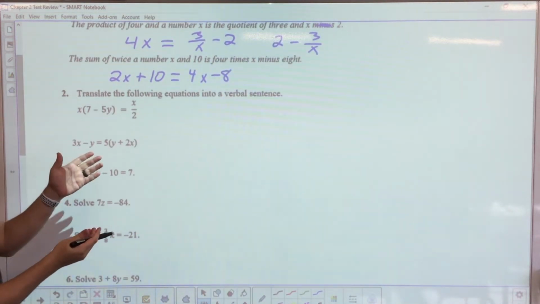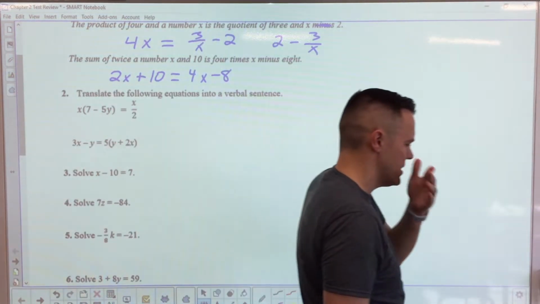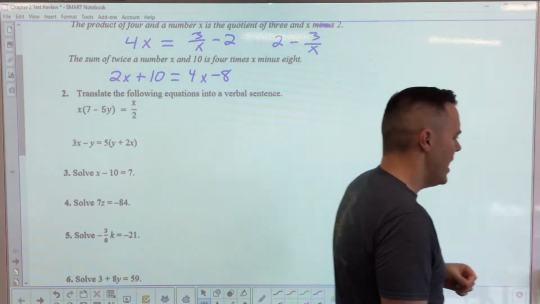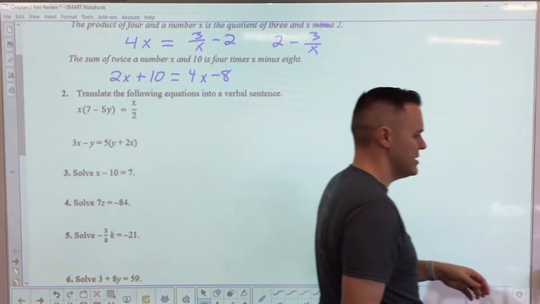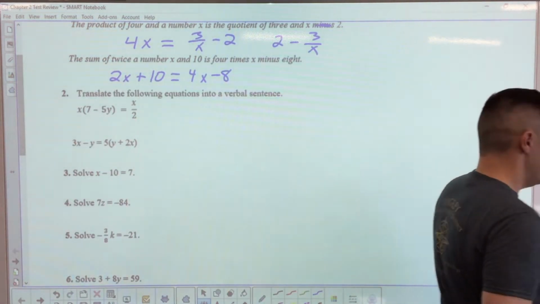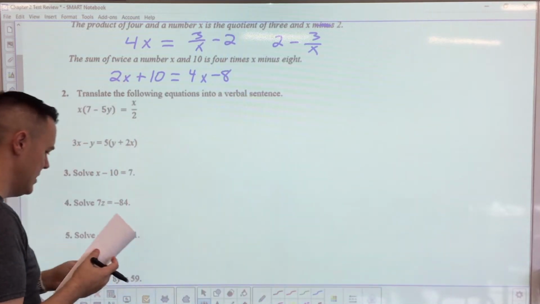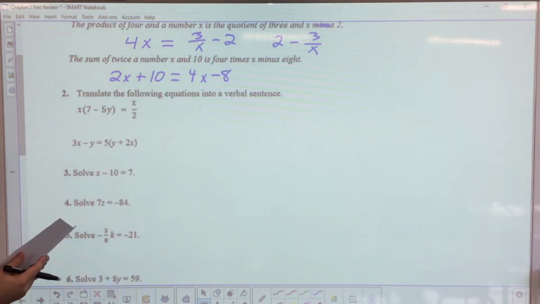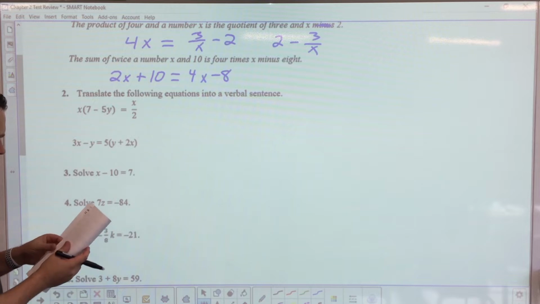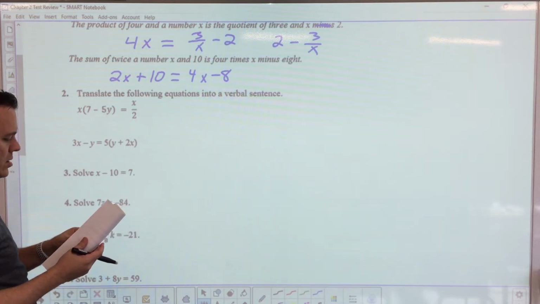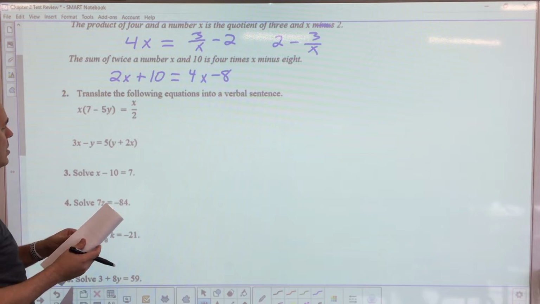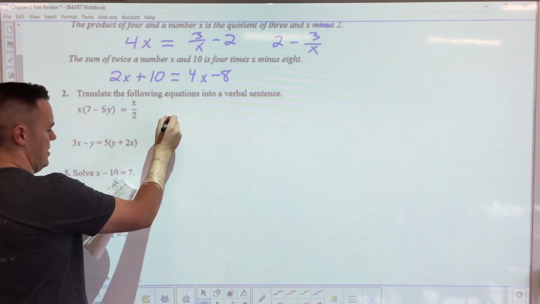Now, translate the following equations into a verbal sentence. I want to make sure that we get this down similar so that you guys can see it. Let me grab my example over here so I know which one we're looking at. All right, so I want you guys to make sure that you would write this down, okay?